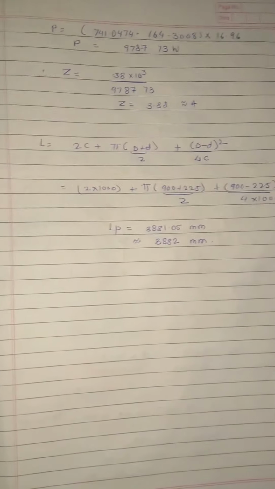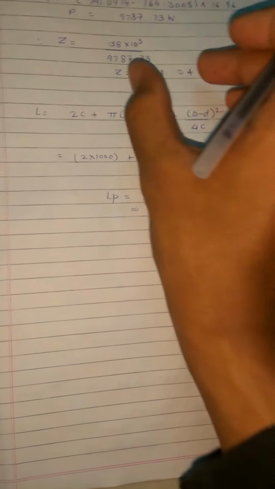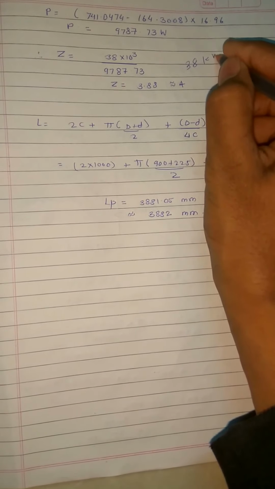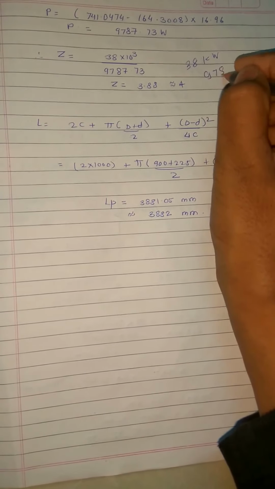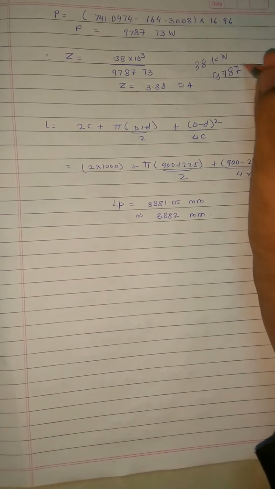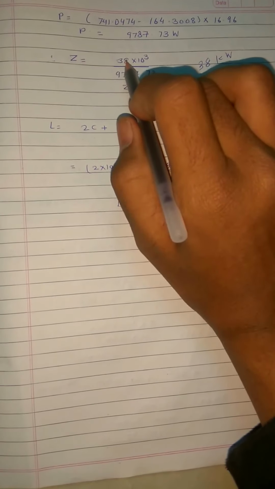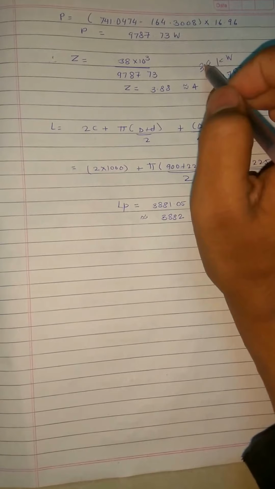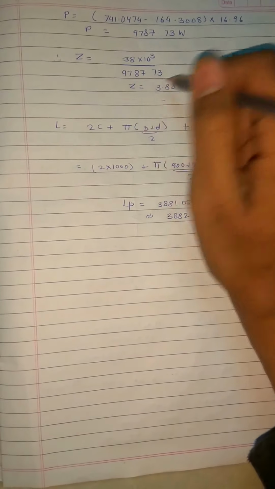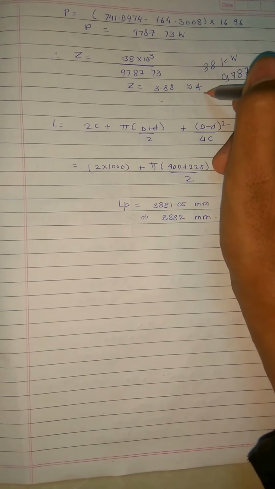Now we have to find out the number of belts that is required to transmit this power. The inlet was 38 kilowatt and outlet power is 9787 watt, that is 9.78 kilowatt. So this is the difference. How many belts will be required? Simply divide the higher value with the lower value and we get the number of belts required. So Z is equal to 3.88, that is approximately equal to 4.